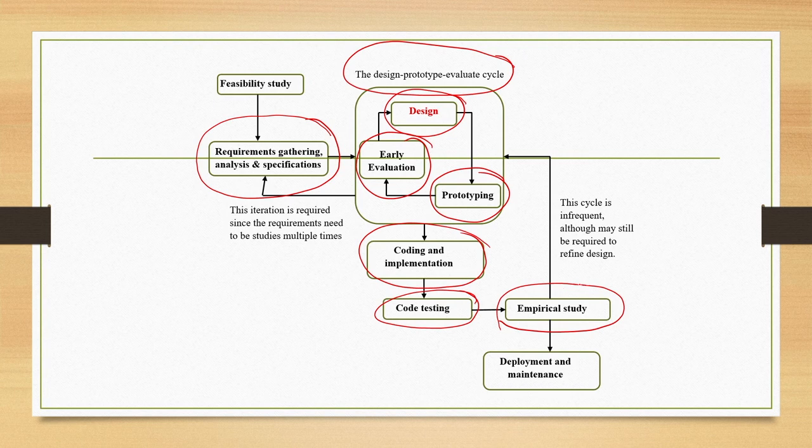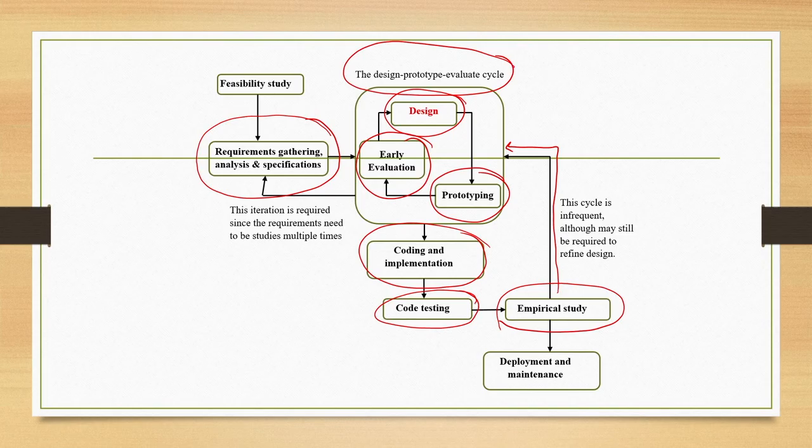There may be a cycle from empirical study to the design prototype evaluate cycle and subsequent stages. If we find any usability issues during the empirical study, then we may need to revisit our design of the interface as well as system, and then revise our implementation and further test our code. So, that cycle may be there. However, our objective should be to minimize this cycle at maximum one or two times. More than that means it will result in huge cost and time overrun.